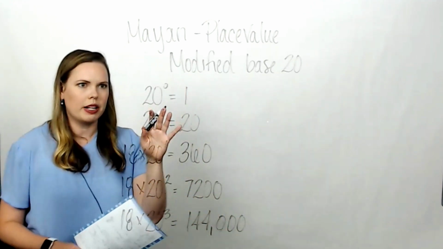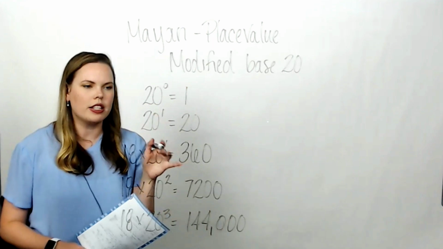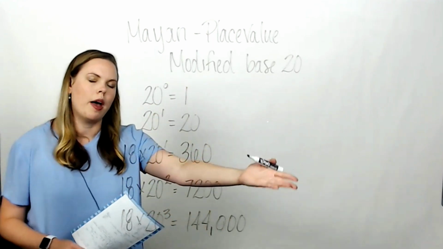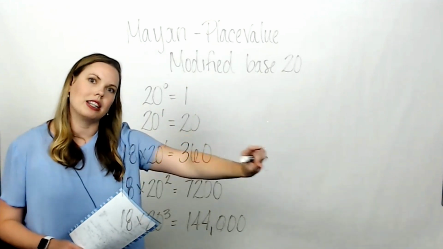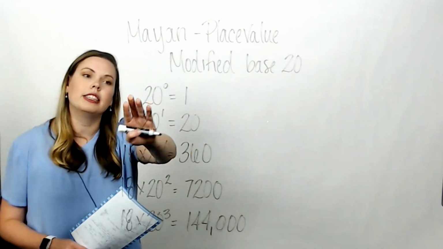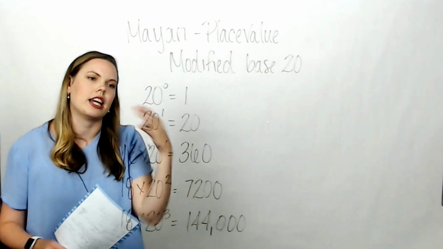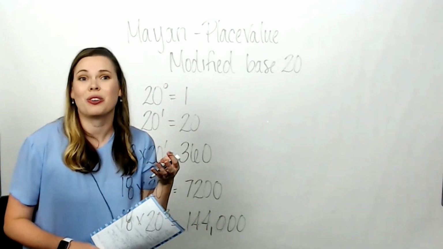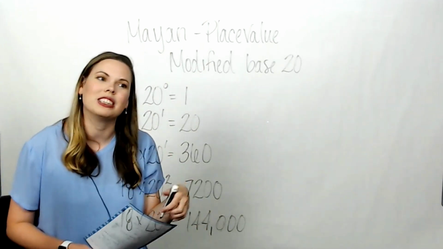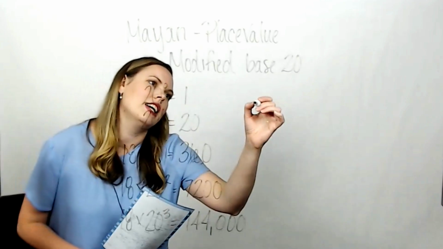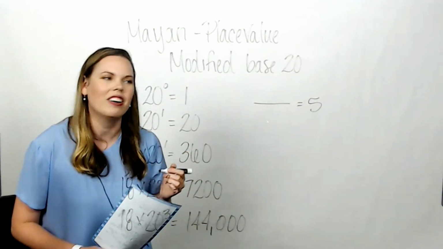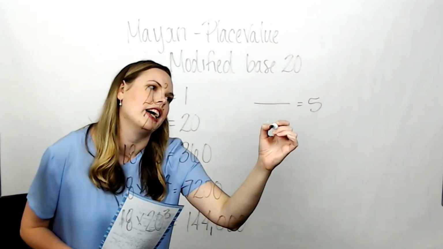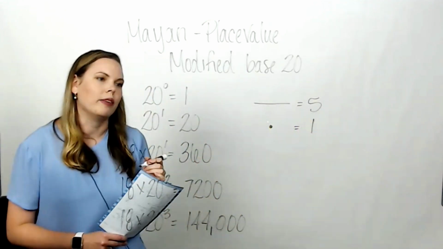So these are the place values for the Mayans, and they write them vertically, from the bottom up. The bottommost layer is the ones, and the second layer is the 20s, and so on. They don't use digits, they use symbols. They use a line to represent 5 in that place value, and a dot to represent 1.